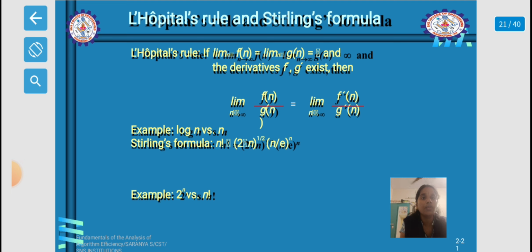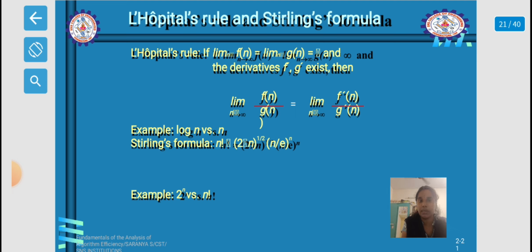L'Hopital's rule and Stirling's formula. The rule: if the limit as n tends to infinity of f of n equals the limit of g of n equals infinity, and the derivatives f dash and g dash exist, then the limit as n tends to infinity of f of n divided by g of n equals the limit of f dash of n divided by g dash of n.